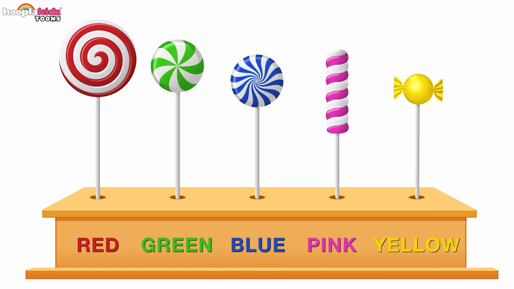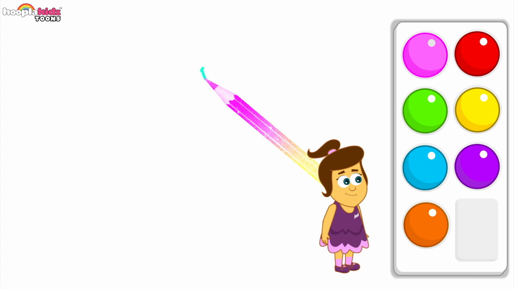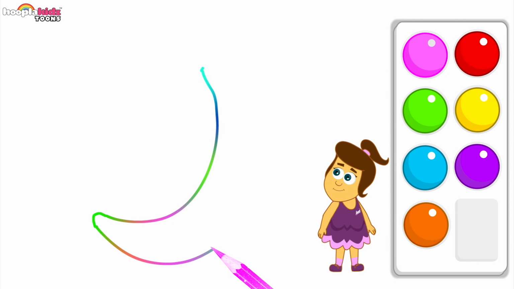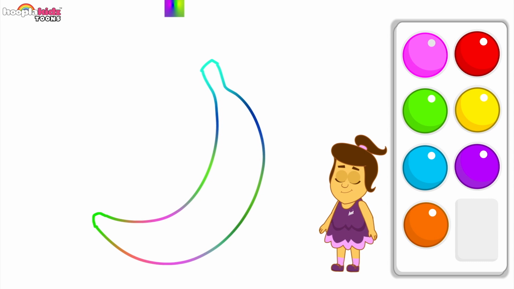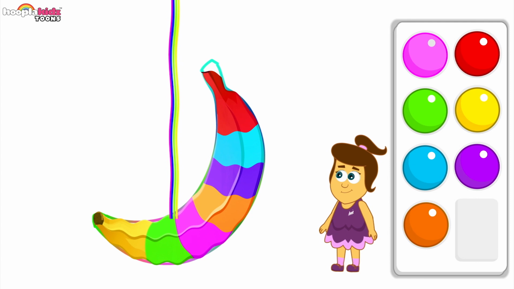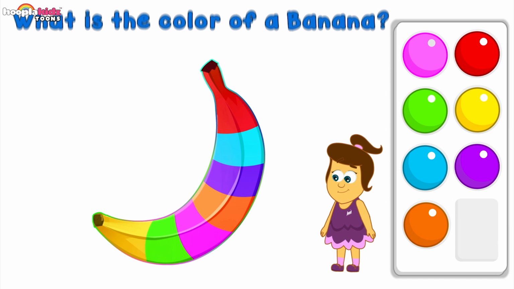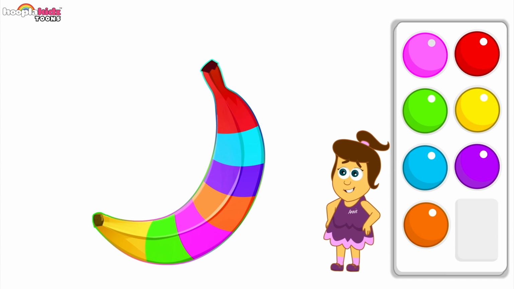Yay! Hey kids, here comes Annie! Ooh, look! A whole lot of colours and a paint palette! What's this being drawn over here? Ooh, it's an interesting shape! Do you know what it is? It's a banana! Let's pour all the colours in it and decide which one it should be! What is the colour of a banana? We've got red. No, it's not red.